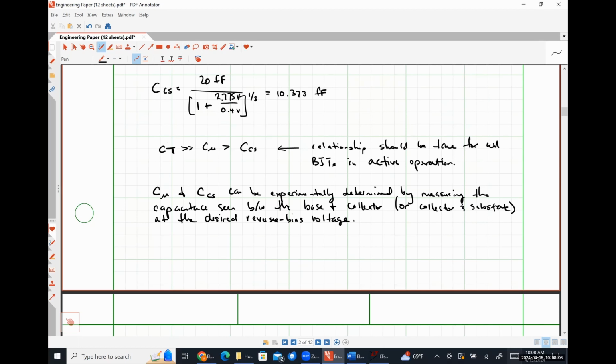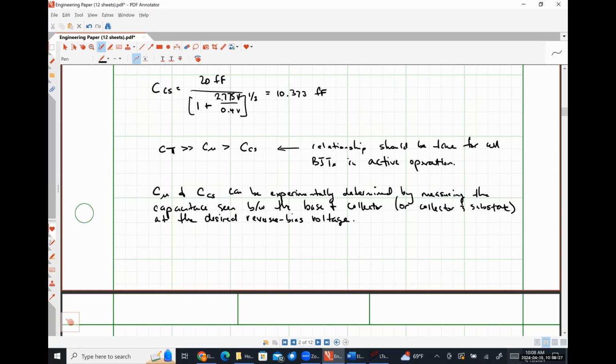So effectively, you literally just bias this thing with a large negative voltage that you expect it to operate under, and then measure the capacitances at that particular operating point, because it's going to change depending on what the operating point is. Yay for nonlinear circuit elements. Right?